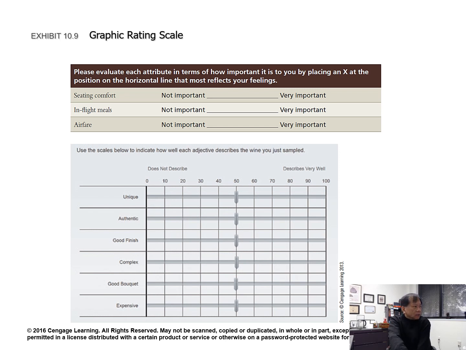And here is another: using the scale below, indicate how well each adjective describes the wine you just sampled. You sample some wine, and is it unique or not? Does not describe to describes very well. You can move the bar to where it indicates your agreement or disagreement. Right? Uniqueness, authentic, good finish, complex, good bouquet, expensive, etc. Okay?